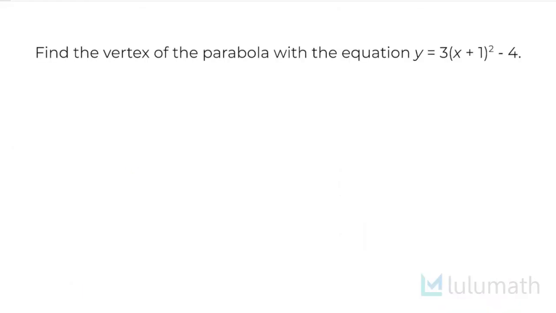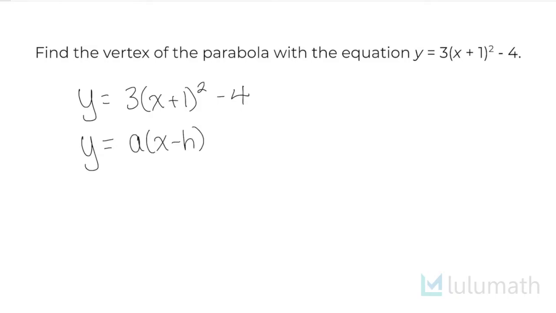All right, in this next example, we're asked to find the vertex of the parabola with the equation y equals 3 multiplied by the quantity x plus 1 squared minus 4. And remember, vertex form is y equals a times x minus h squared plus k.